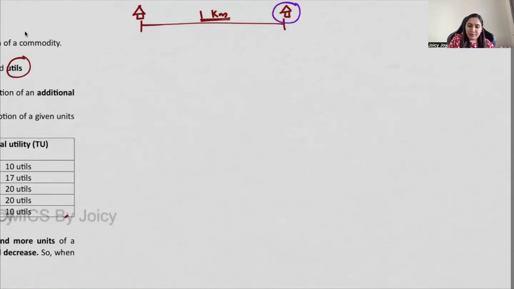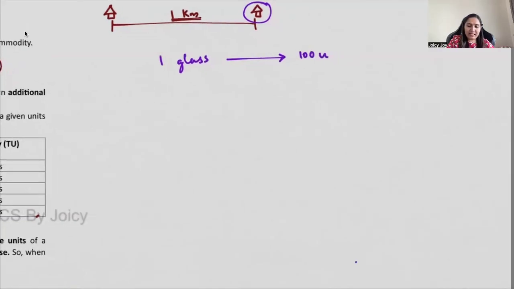There was a shop nearby. You consumed 1 glass of juice, maybe lime juice. That glass of lime juice gave you a lot of utility, in the sense that you were very tired and very thirsty. So we can take that as, say, 100 units, just for the sake of example. Let's take it that the first glass of lime juice gave you 100 units of utility. You wanted one more glass. The second glass of lime juice gave you 70 units.